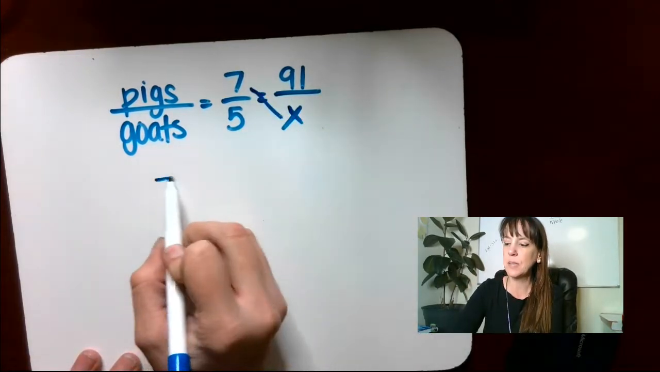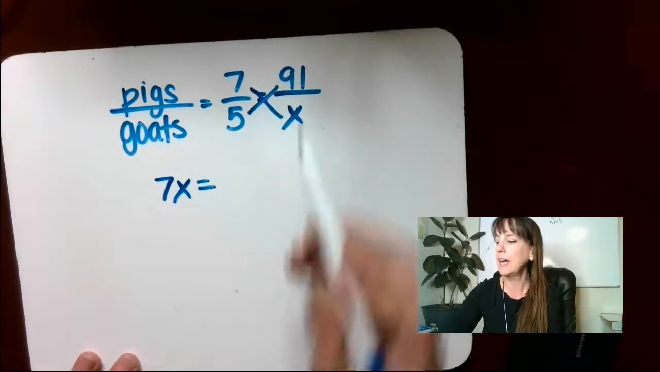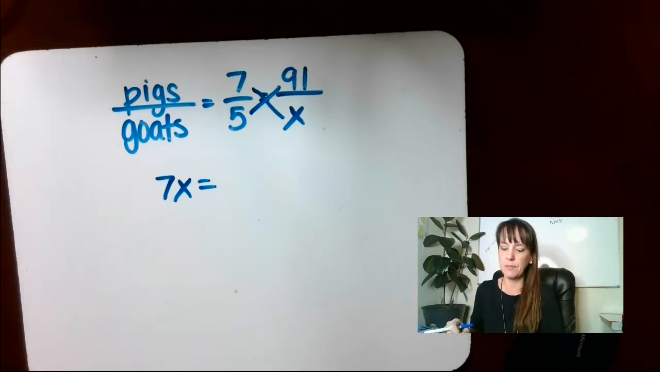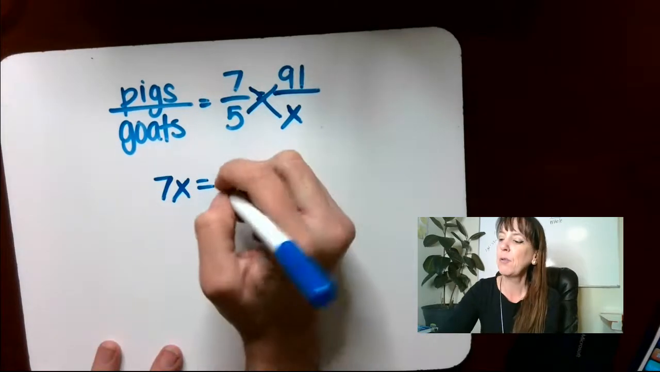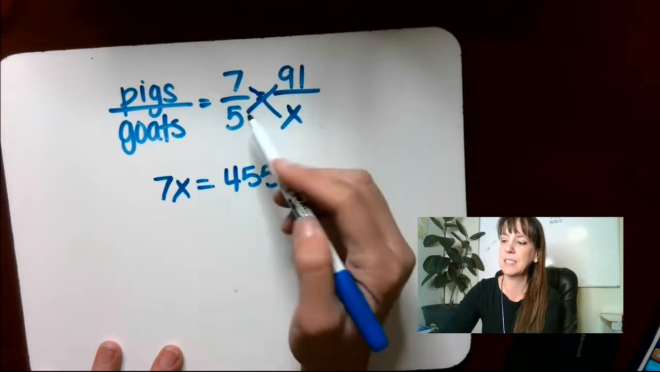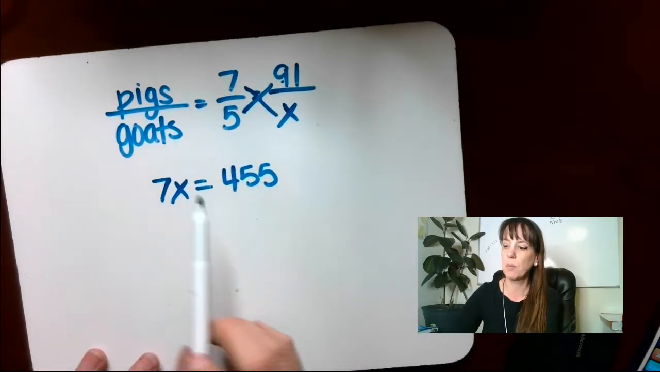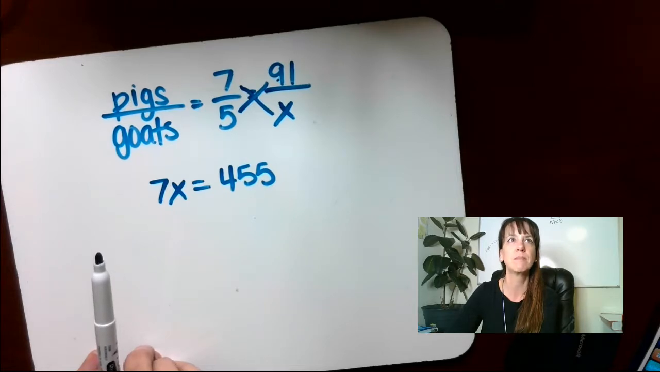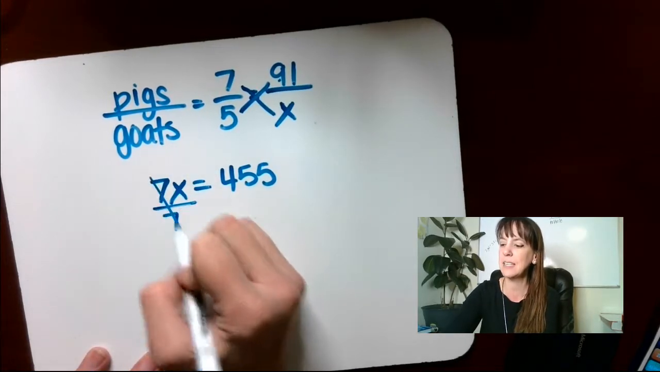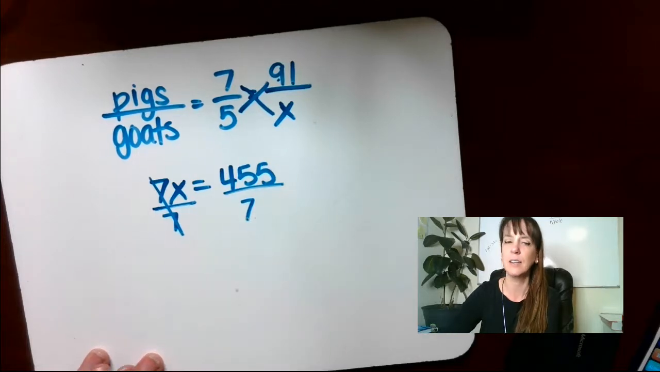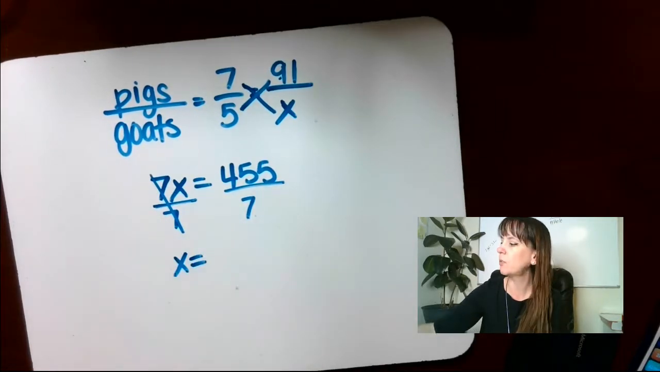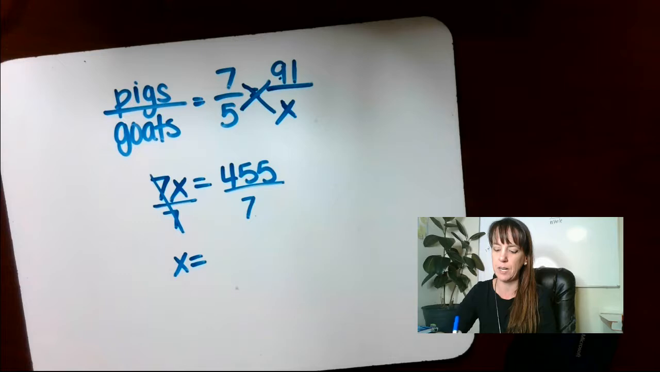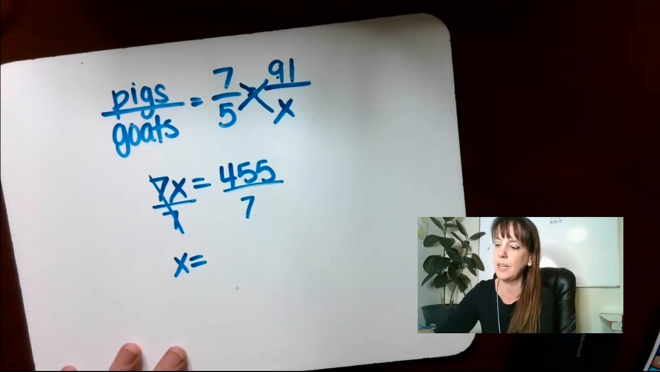Multiply this times this, we get 7x equals 91 times 5, 455. I'm going to mess that up if I try to do it in my head. 455, because that's 91 times 5. Now we're multiplying here, and my 10-year-old son's standing in front of me. What's the opposite of multiply? Divide. We're going to divide both sides by 7. When we do that, we get x equals 455 divided by 7, which gives me 65.